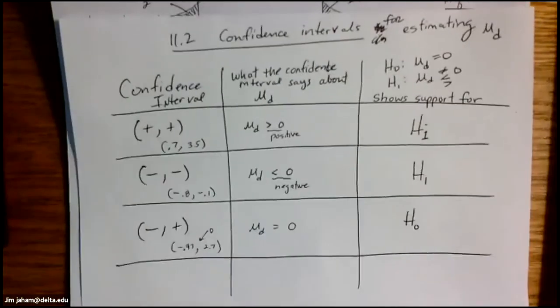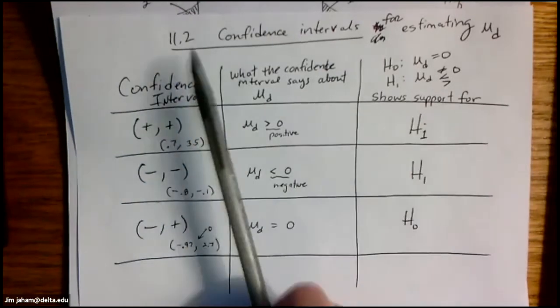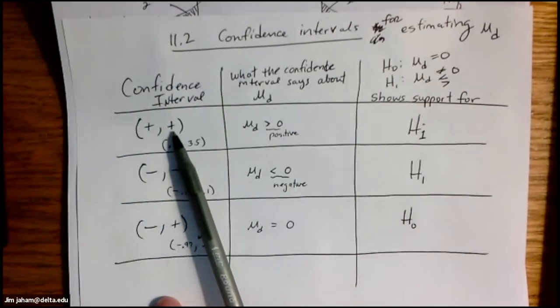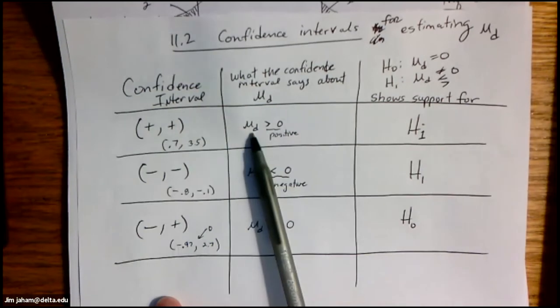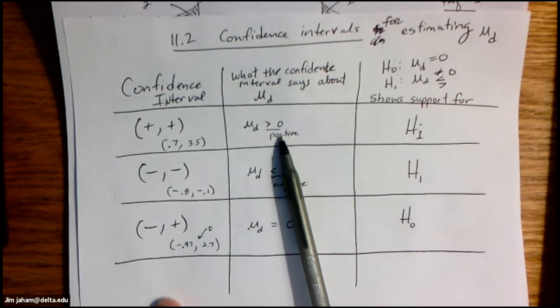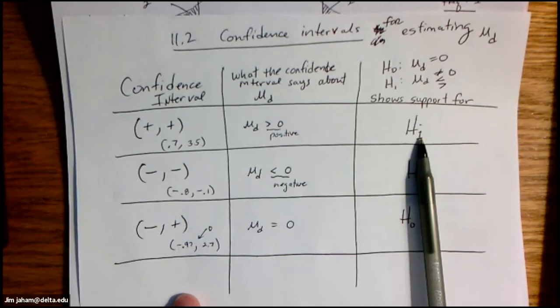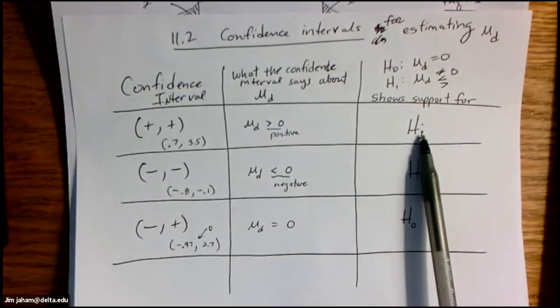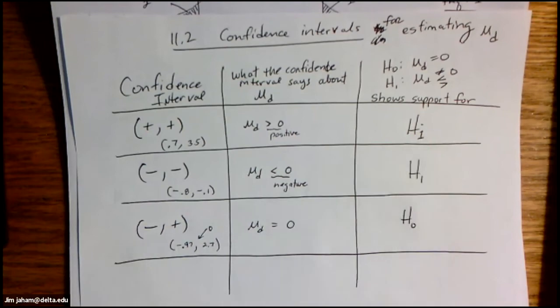So this last worksheet that we did, if you see positive, positive, that means the mean of the differences is positive, which means in this case, there definitely was an improvement in the SAT score the second time they took it, and that gives support for the alternative. And we definitely rejected the null hypothesis to show support for the alternative.